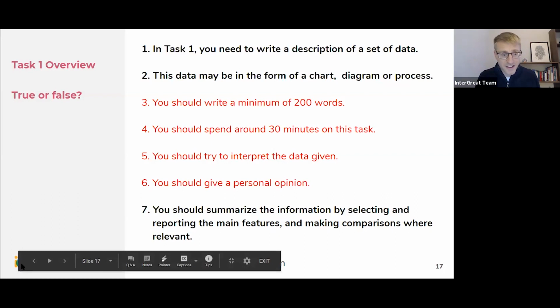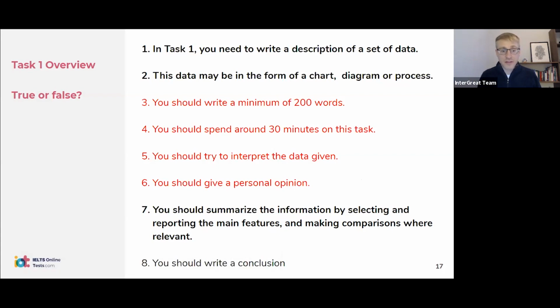Okay, finally, statement number 8. I'm sure you're fine, so don't worry about it. Nobody's perfect. Okay, for statement number 8, is this true or false? You should write a conclusion in your task 1 report.